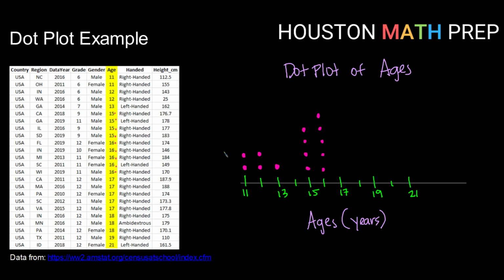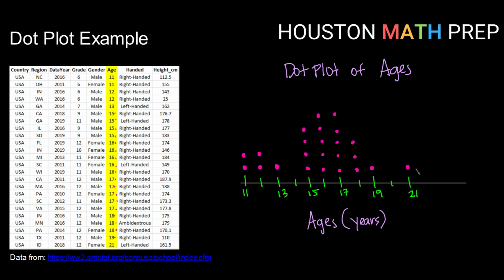Let's see how many 17s. 1, 2, 3, 4, 5. Then 1, 2, 3 18s, 1 19, no 20s, and 1 21.